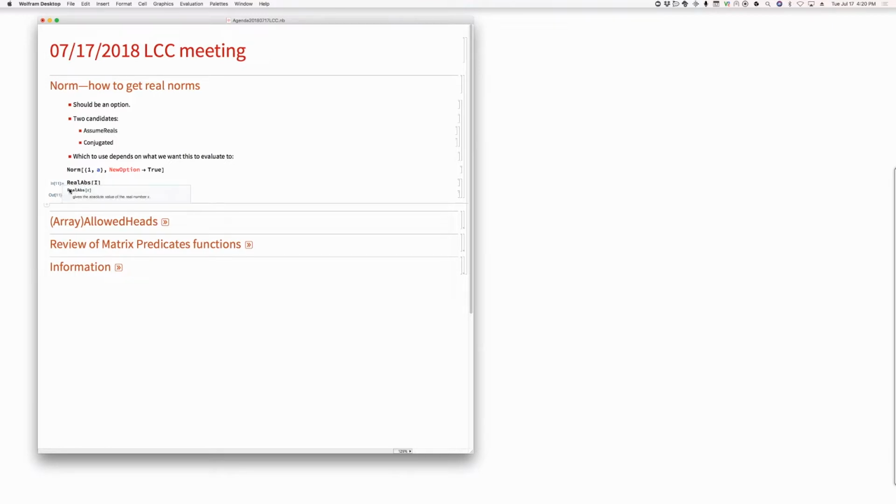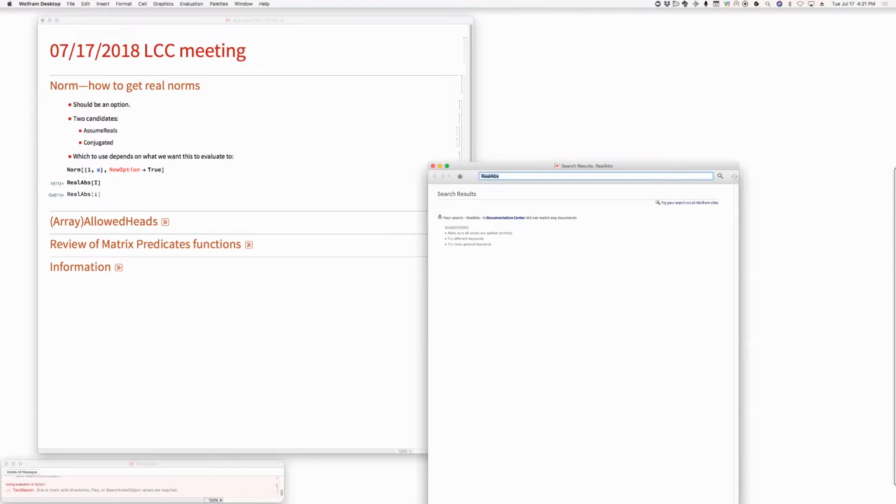What is it for again? That's really for the case of symbolic x, and you want it to be right. So when you differentiate RealAbs of x with respect to x, you get.